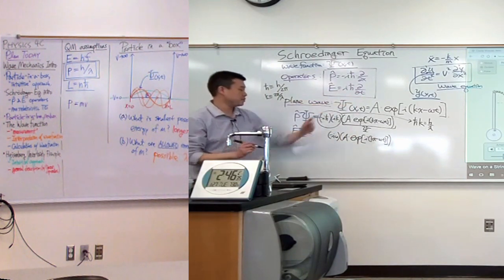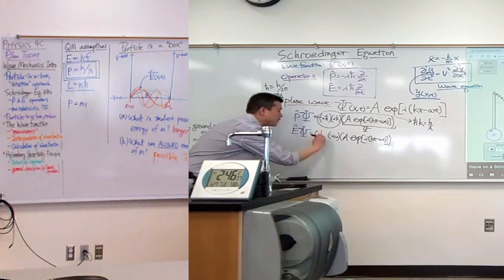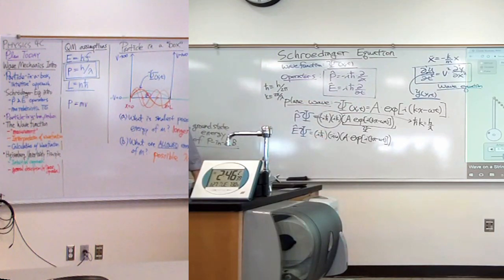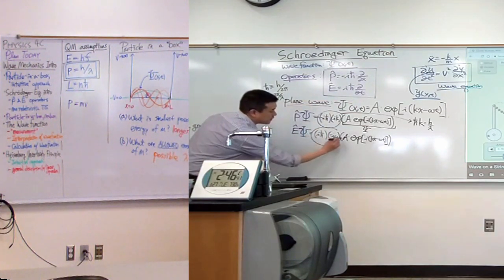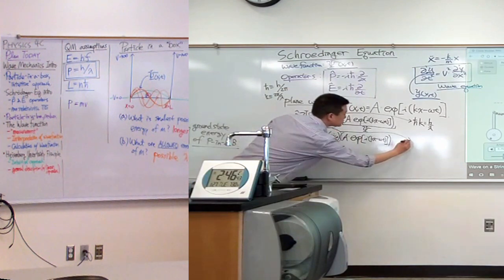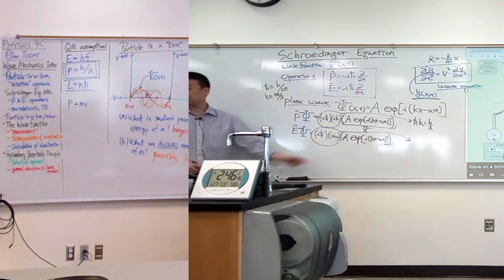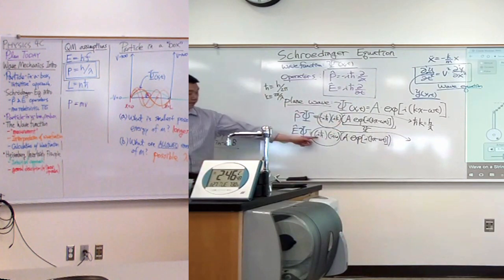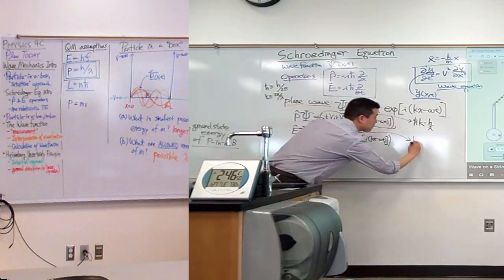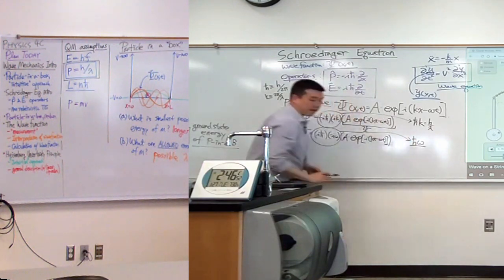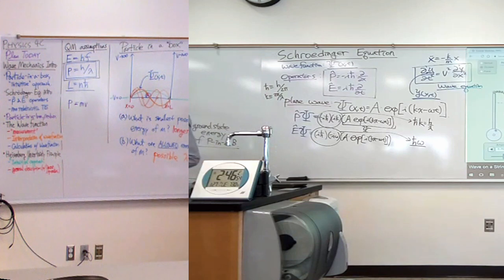I still have i h bar. So when you multiply this out, i times minus i, that's 1 again. You have h bar omega. Is h bar omega the same as this expression here, h times frequency?